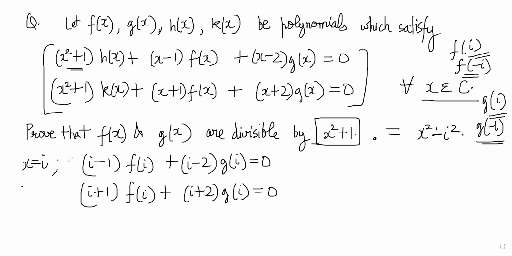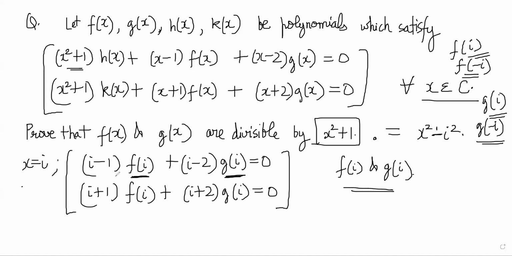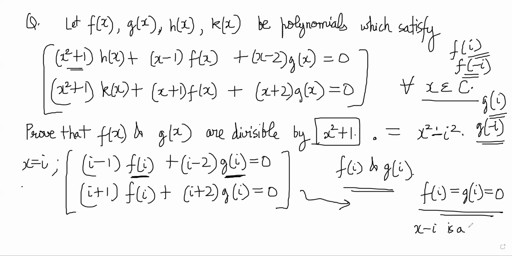equals 0. Now, these two equations are like two equations with two unknowns. What are the unknowns? f of i and g of i. We can easily solve these two equations for f of i and g of i. What you have to do is basically do simple simultaneous equations and solve it. You will realize that f of i is equal to g of i is equal to 0. This will come after you solve it.